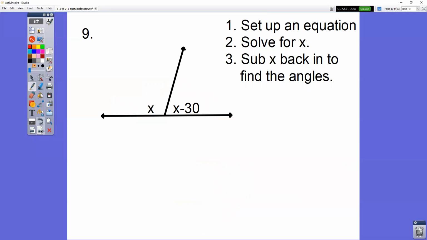Go ahead and try question number 9, please. Set up an equation, solve for x, sub it back in to find the missing angles.